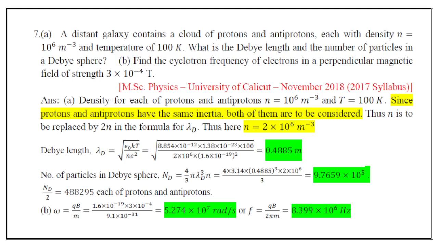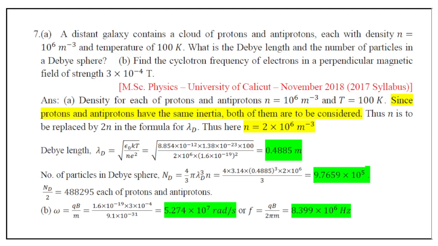Then a distant galaxy contains a cloud of protons and antiprotons, each with density n equal to 10^6 per meter cube and temperature 100 Kelvin. What is the Debye length and the number of particles in the Debye sphere? And there is a B part, find the cyclotron frequency of electrons in a perpendicular magnetic field of strength 3 × 10^-4 Tesla.